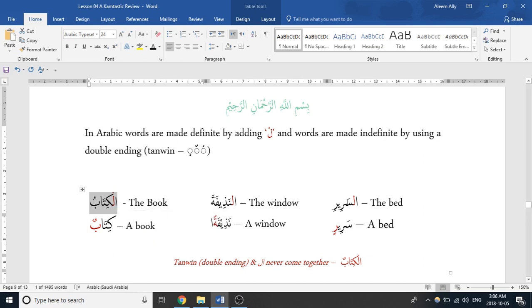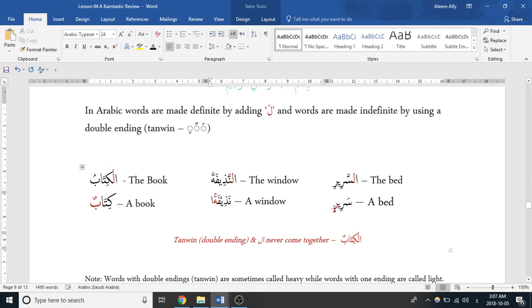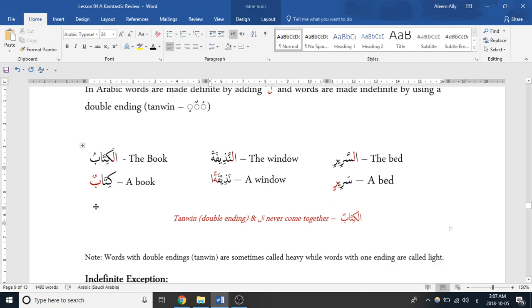So as-sariri, let's see if I can change that real quick. Yeah, as-sariri, which means the bed, an-nadhifatu, which means the window, and al-kitabu, which means the book. It's that l in there that's making it definite. And then finally, here we have in, an, and un, which means we're going to be dealing with indefinite. So a bed, a window, a book.